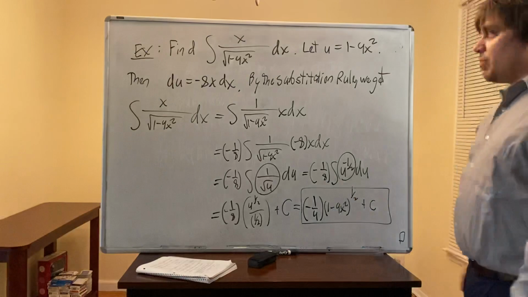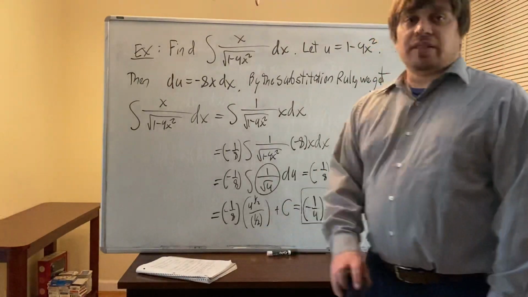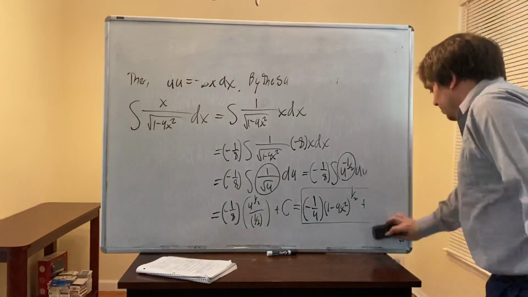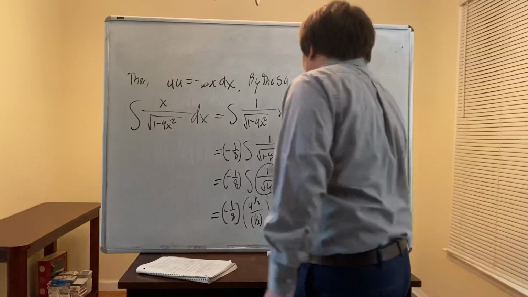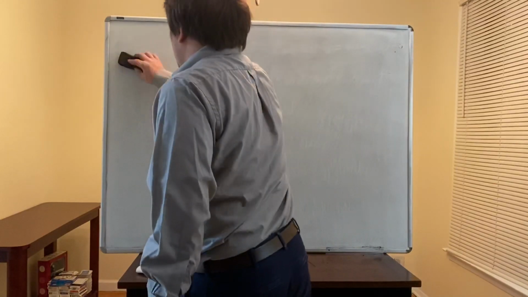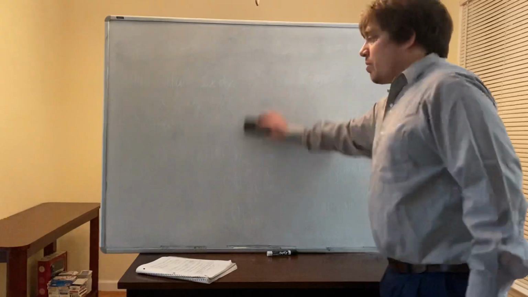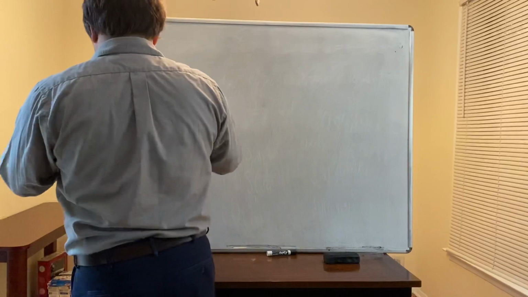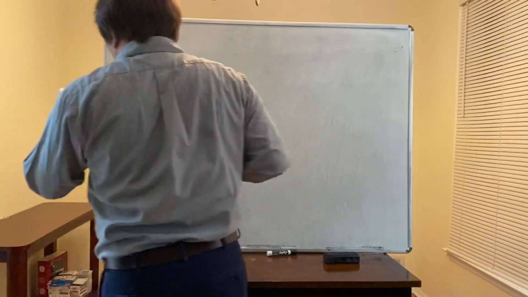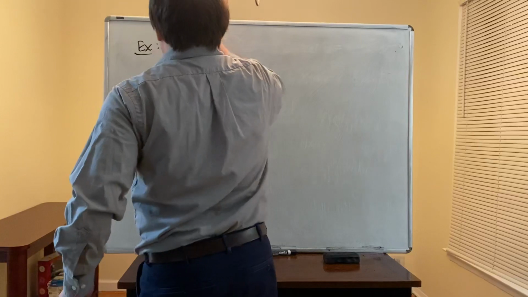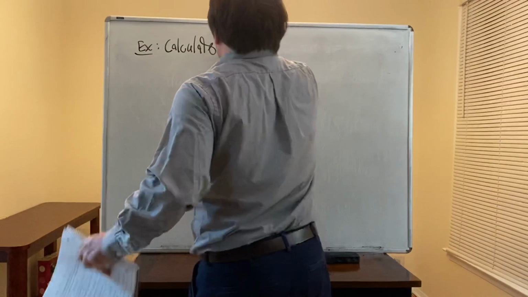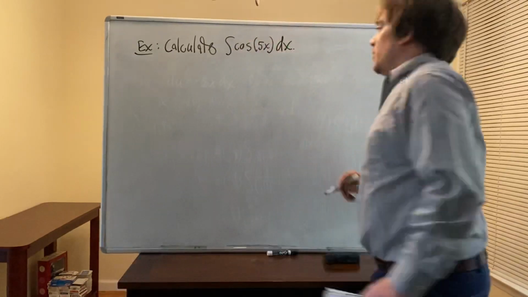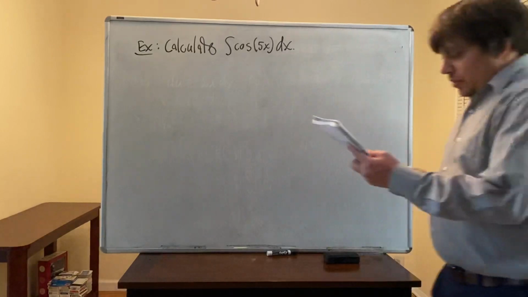Okay, so that's another example using the substitution rule. Let's do another example. The best way to learn mathematics is just to do lots of problems, proofs, and examples. Okay, so here's another example. Calculate the integral of cosine of 5x dx. So calculate that indefinite integral.